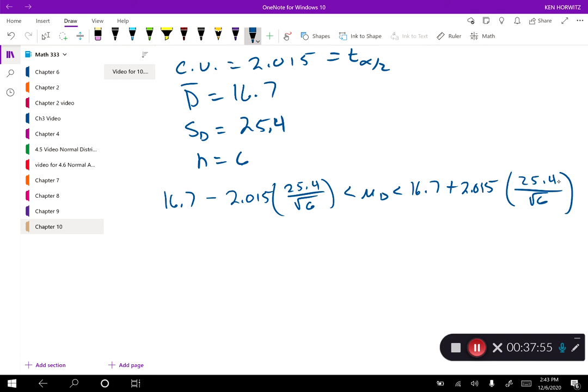Okay, so I did my calculations and I wound up with a confidence interval saying negative 4.19 is less than the average of our differences, which is less than 37.59. All right, so if we look in this confidence interval, what do we notice? We notice that 0 is contained in this confidence interval. All right, and if we go back to our null hypothesis, what was it? That the average of our differences was 0.